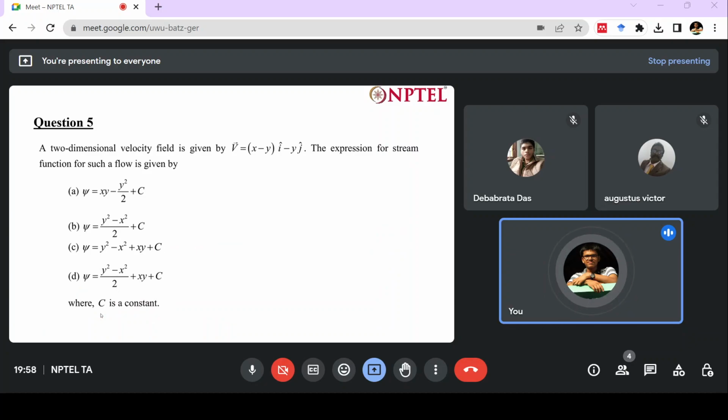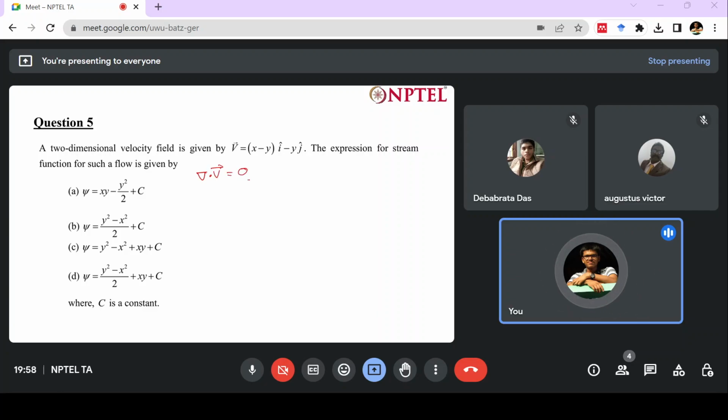So now we are moving towards a concept called stream function. Here a two-dimensional velocity field is given, and we have to find the stream function. Before finding it, we must understand what the stream function is and why it is useful for us. The best way to understand this is the incompressible equation.